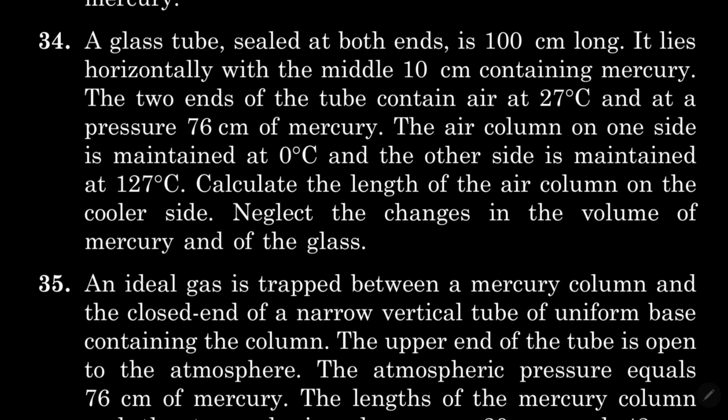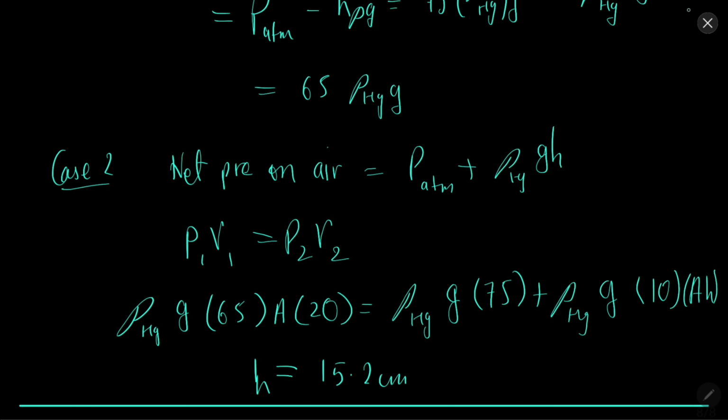In 34, there is a glass tube. Calculate the length of the air column on the cooler side. Solution 34. 2L plus 10 equal to 100, so L equal to 45 centimeter.